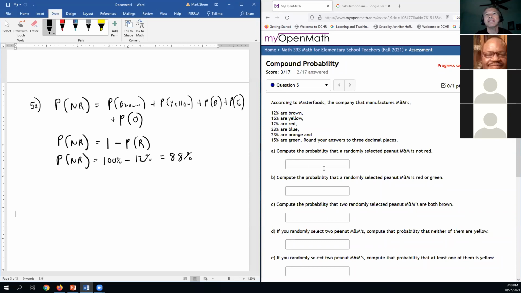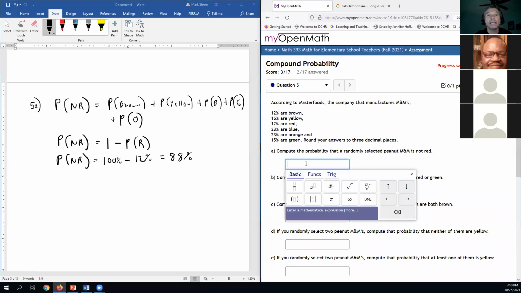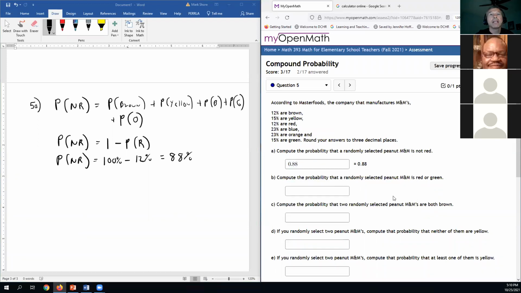Now, unless they give a percent sign there, type that in as a decimal. So 88% is the same as 0.88. So for me to type in a percent, I need to see a percent sign, or I need for them to tell me specifically, type it in as a percent. So if they don't tell you that, just type it in as a decimal.